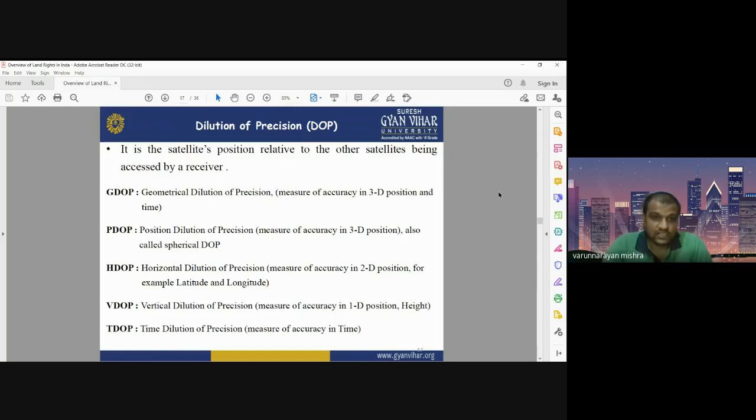So simply, you just need to know that dilution of precision is the study of the position of the satellites in space with respect to each other. What is the distribution of the satellites in space? What is the position of different satellites in space with respect to each other? It is known as dilution of precision. So if the positioning of the satellites is not well distributed in space, it may cause some errors in the signal. So it should be less. Dilution of precision should be less for getting a better signal coming from the satellites.